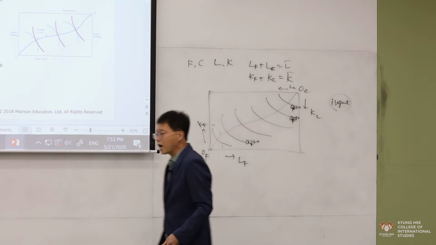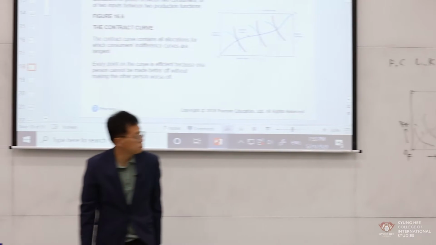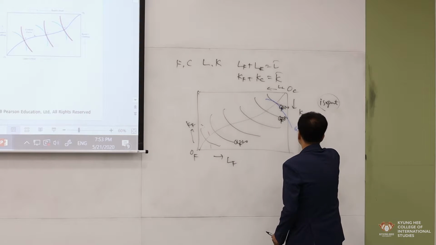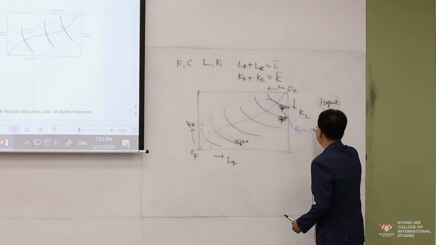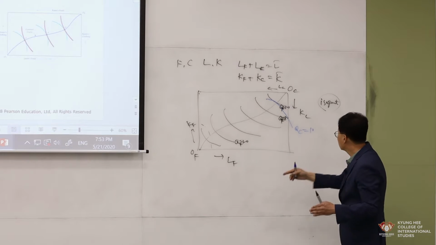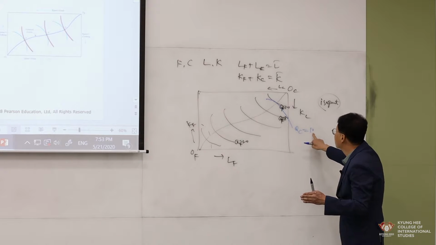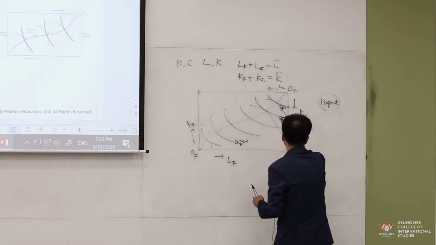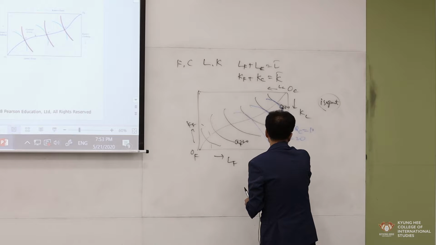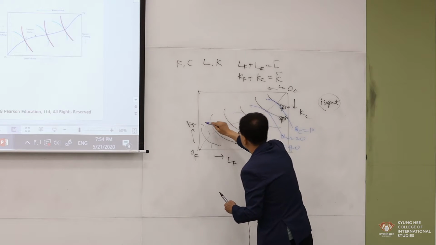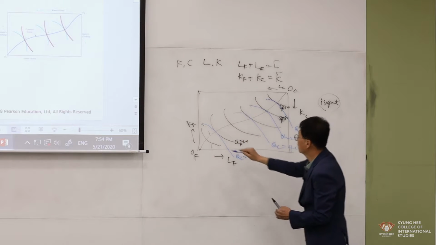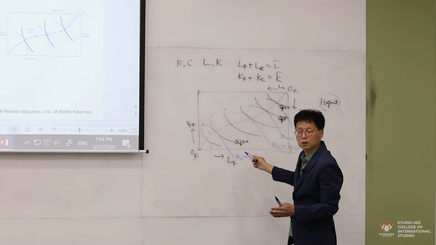Similarly, we can draw isoquants for clothing production. For example, that is QC equal to 10, with lots of labor and capital combinations producing 10 units of clothing. That is QC equal to 20, that is QC equal to 40, and this one is QC equal to 120. Higher ones are preferred to lower ones.